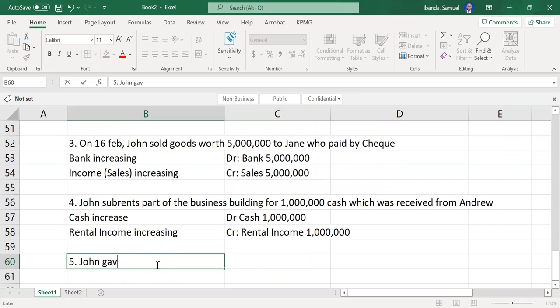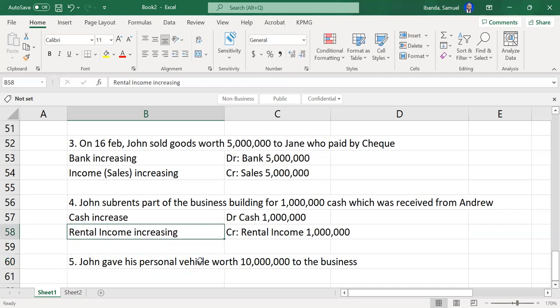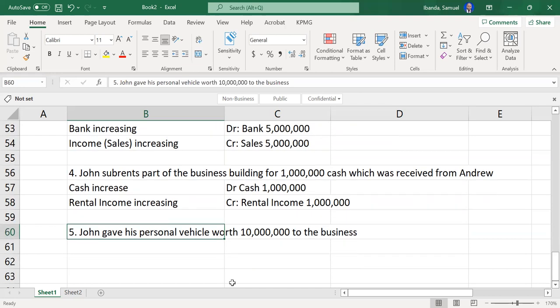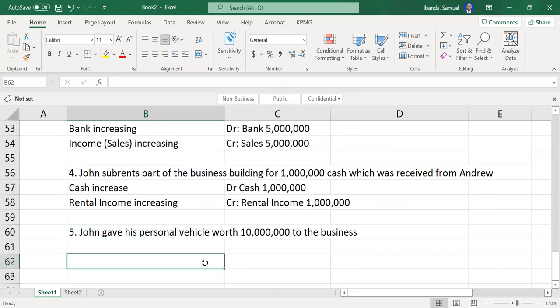John gave his personal vehicle worth 10 million to the business. In case we had such a transaction, in this case, John is not contributing money, but they are contributing assets instead.